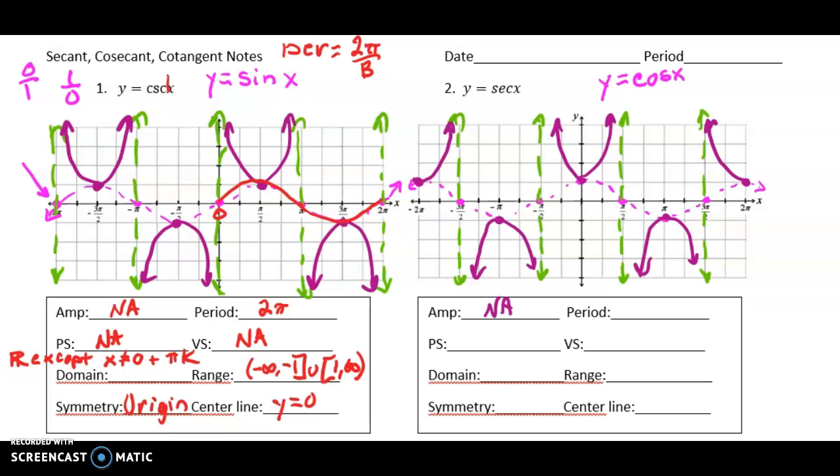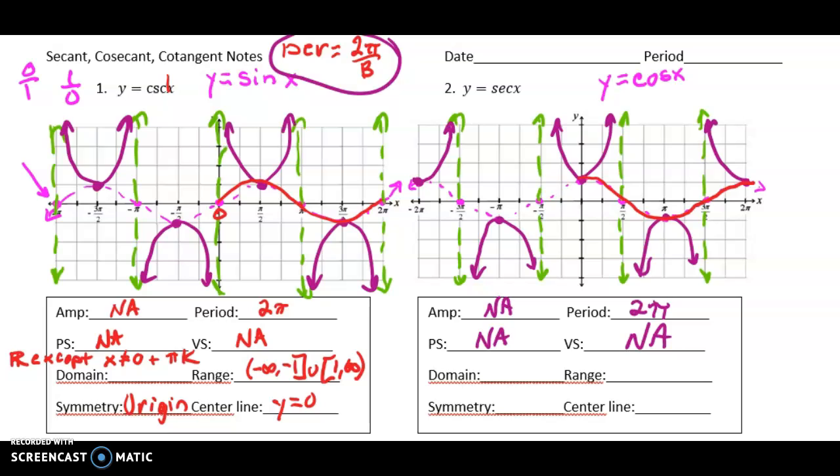The period, again, to see one cycle, it's the same as one cycle of cosine. One cycle of cosine is right there. That is 2 pi. You find the period the same way we've always found it, with the formula period equals 2 pi divided by b. The phase shift: this is the parent function. It did not have a phase shift, nor did it have a vertical shift.